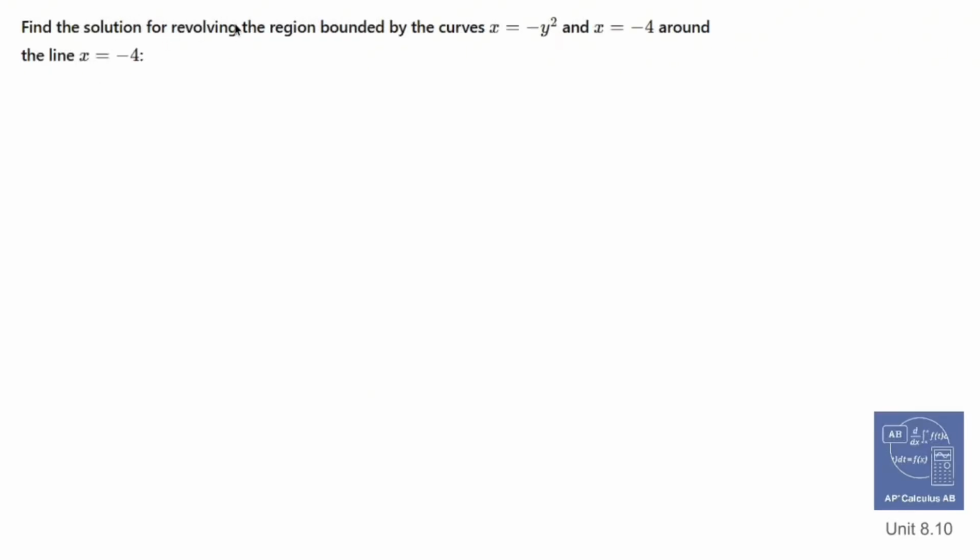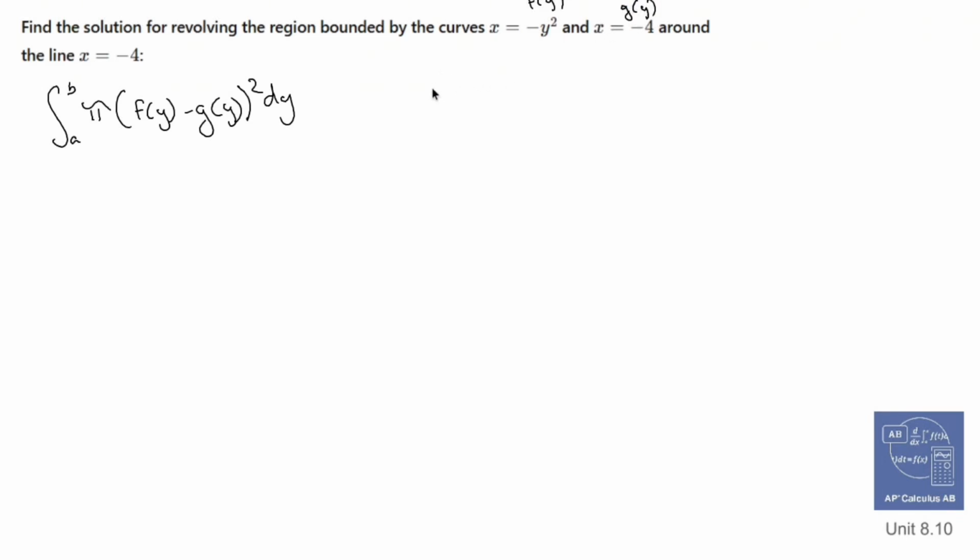Find the solution for revolving the region bounded by the curves x equals negative y squared and x equals negative 4 around the line x equals negative 4. Well, boys and girls, this is the disk method around a different axis, and we're not spinning it around the x stuff, we're spinning it around the y stuff. So the formula for that is going to be the integral of pi times f of y minus g of y squared dy, where your original equation is going to be f of y, and the axis that you're spinning it around is going to be g of y.